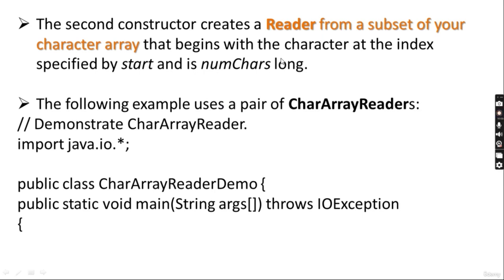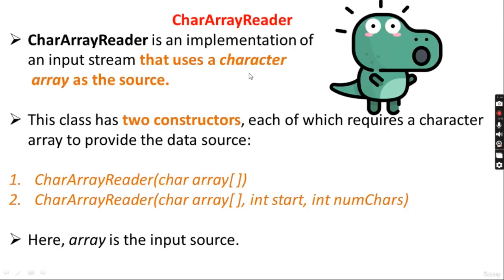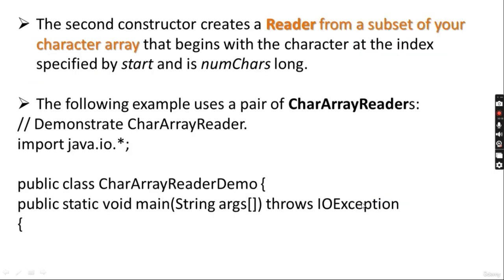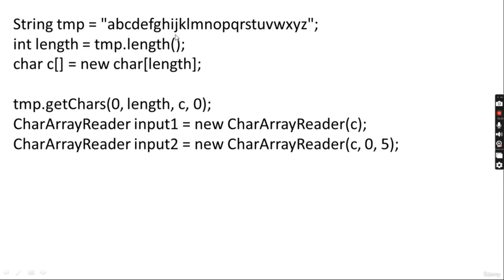The second constructor creates a reader from a subset of your character array that begins with the character at the index specified by start and is the specified number of characters long. Okay, so it is the start index, and from this particular start, a subset character array of that number of characters will be created. Now we will see an example of this.